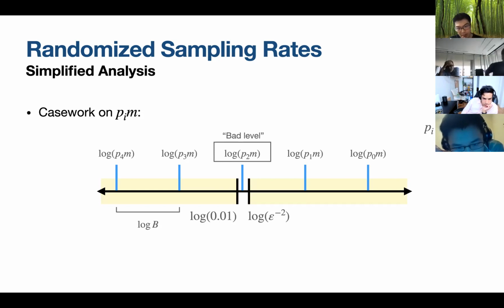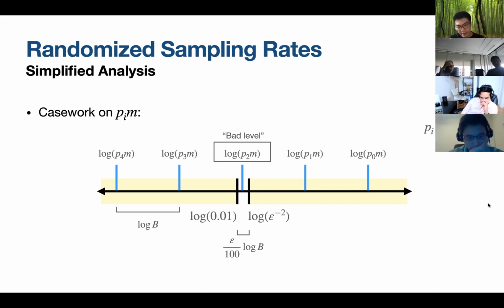Now, my idea is I want this white space to be small enough relative to log b, so that if I shift this entire picture by a uniformly random number between 0 and log b, I'll be able to avoid this bad level with high probability or in expectation. It turns out that expectation is what I want to see. So what do I do? Suppose that I choose b such that the length of this interval is only an epsilon over 100 fraction of log b.